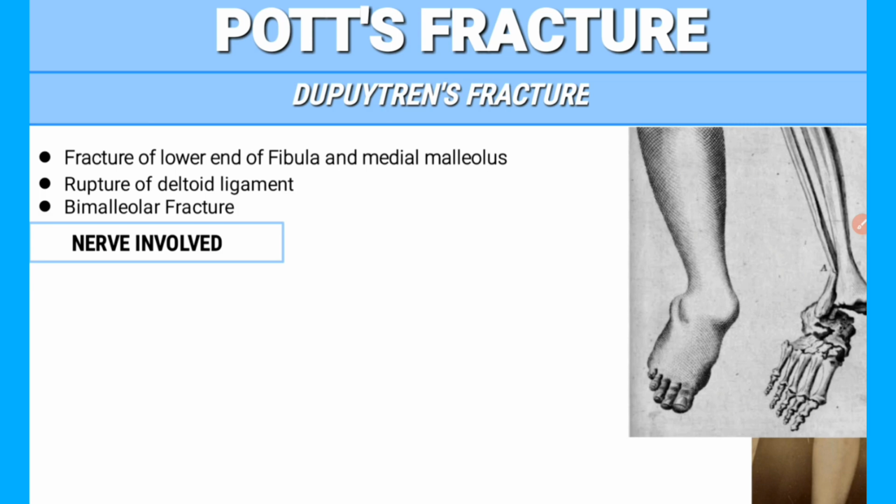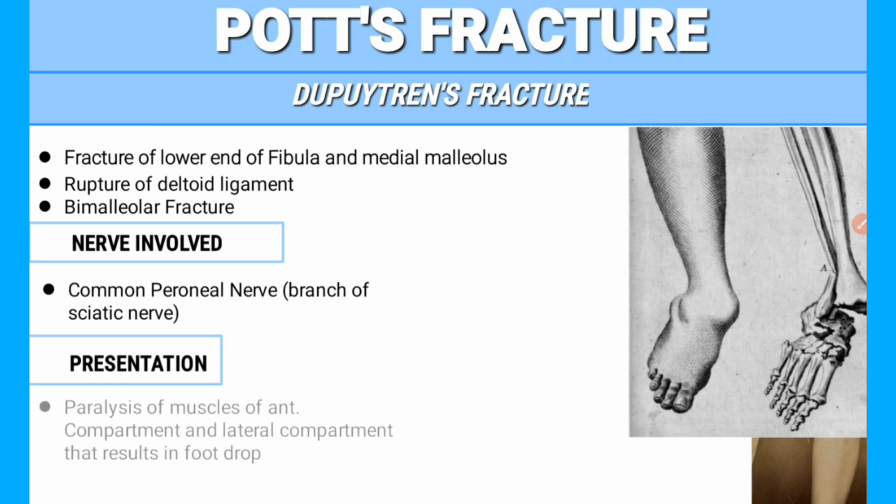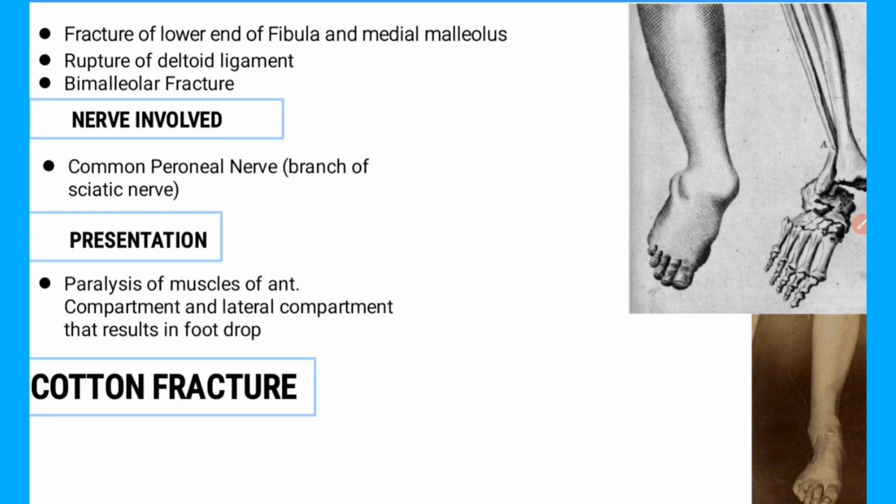The nerve involved in Pott's fracture is the common peroneal nerve, a branch of the sciatic nerve. The presentation of Pott's fracture is paralysis of the muscles of the anterior compartment and the lateral compartment that results in foot drop. Cotton fracture is exactly like Pott's fracture, but the difference is that it is a unimalleolar fracture.